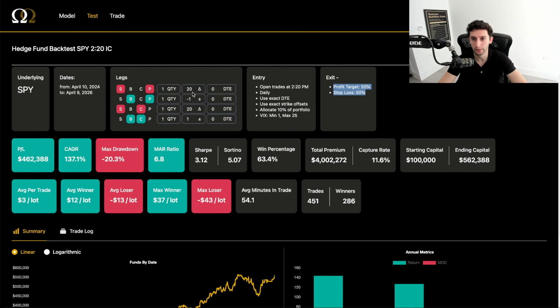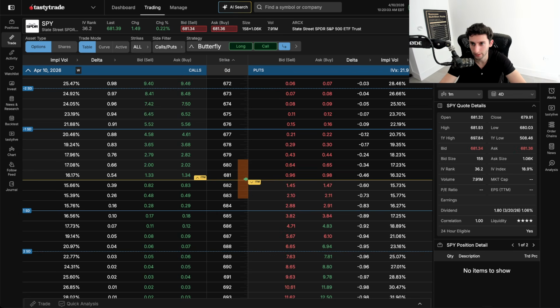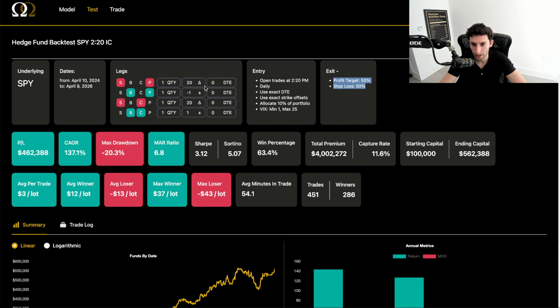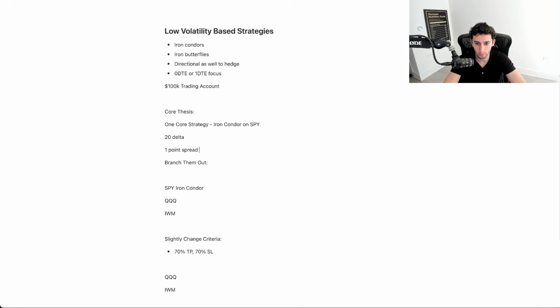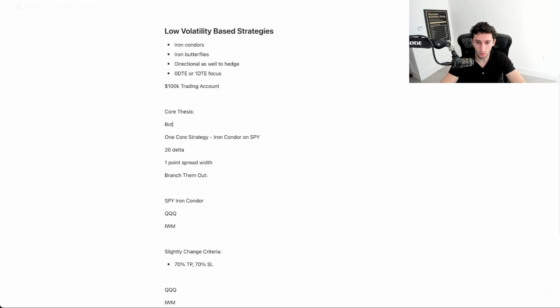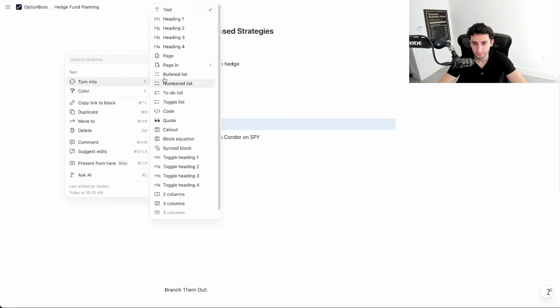So we're going to go ahead and build this and have this be our core thesis bot, okay? So this is going to be our core thesis. It's going to be Iron Condor on SPY. You can see the backtest is right here. And so this one is a 20 delta with a 1 point spread. Okay, so we're going to do 20 delta, 1 point spread width. So we're going to call this bot 1. All right. Give ourselves some space here. So this is going to be bot 1 like that.